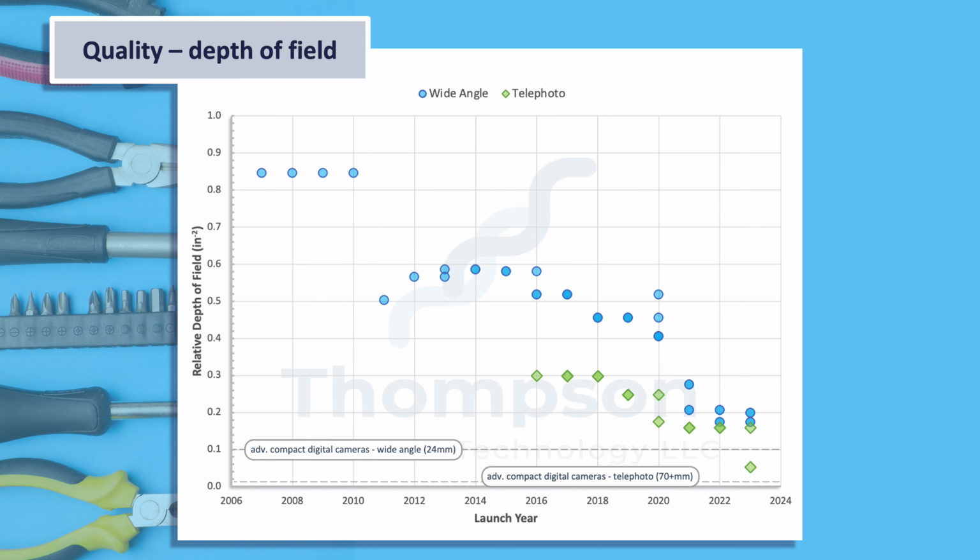While I chose not to use depth of field as a key performance parameter, it is a relevant parameter, particularly for real photographers looking to create a distinct focal effect in their images. In this chart, we see a relative comparison of depth of field. It shows how much the iPhone platform has improved over the years, with the latest wide-angle and telephoto options approaching the depth of field capability of advanced compact digital cameras.